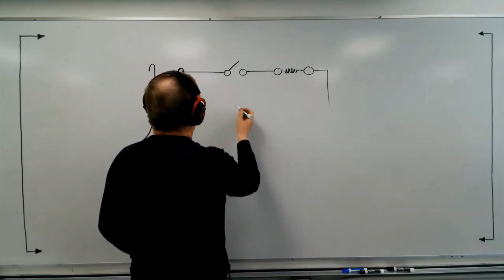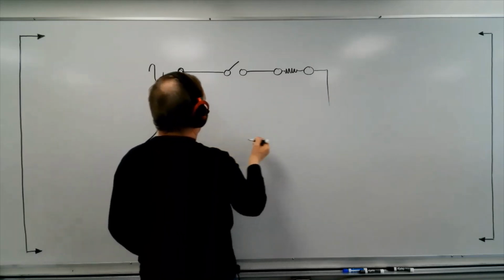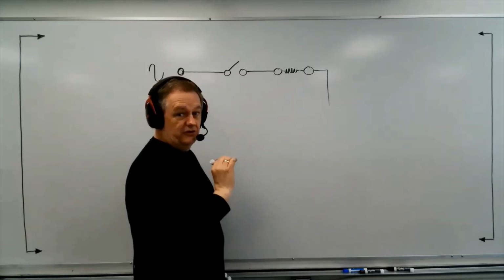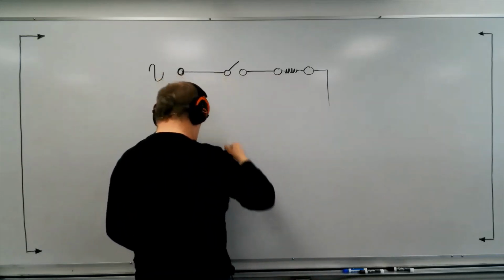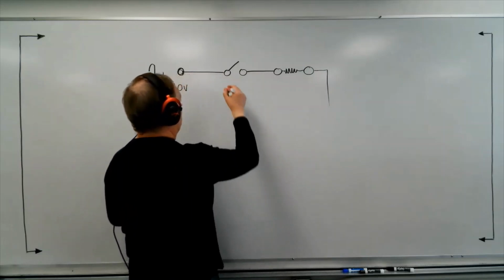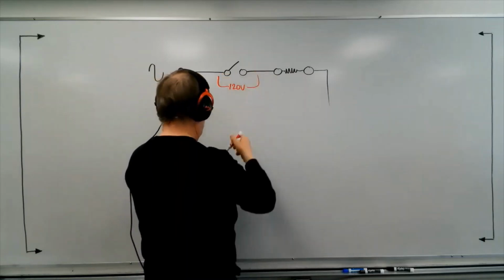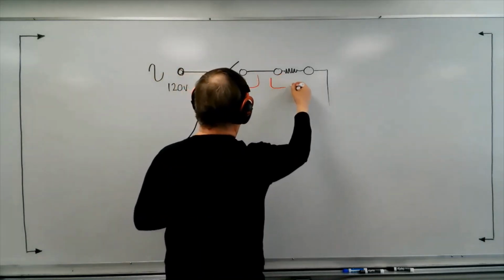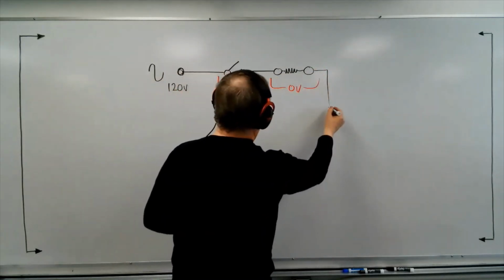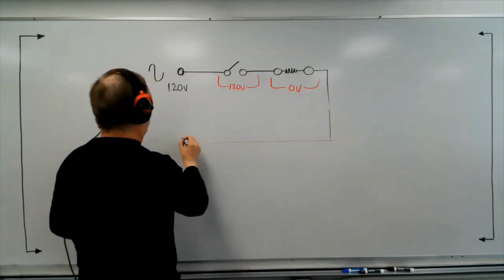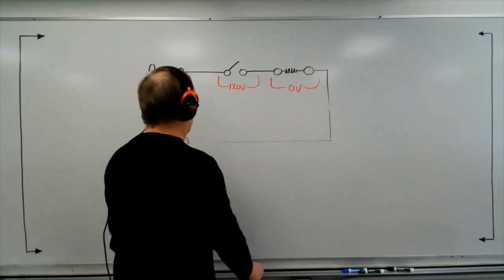If this is 120 volts AC, and we looked at this circuit in the condition that it is right now, we would take a voltmeter and say the voltage across the switch is 120 volts, and the voltage across the load is 0 volts. That's because there's no current flowing, right? This is the return path to my source. 120 volts across the open switch, 0 volts across the load.